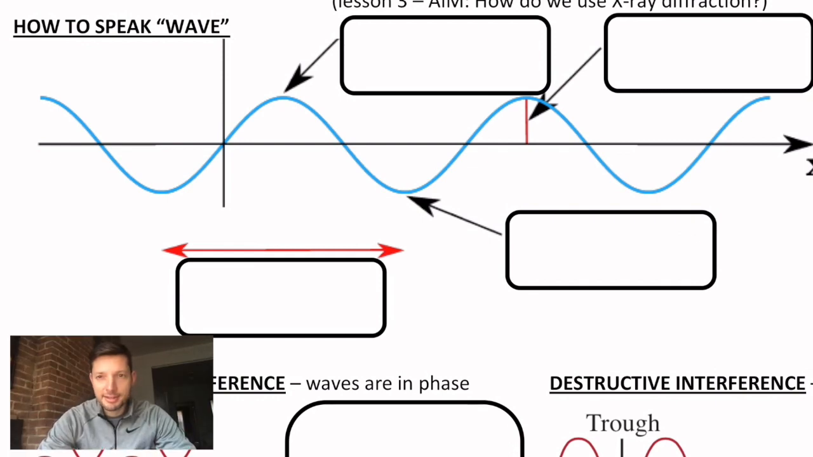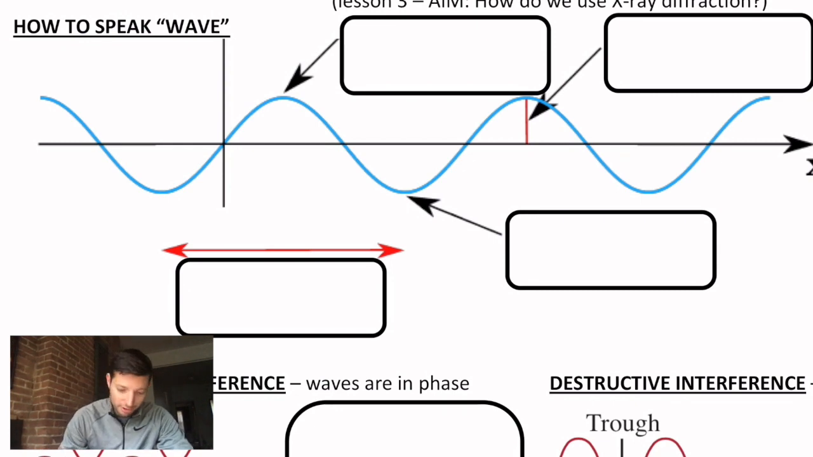Hey there, chemists. In this lesson, we're going to look at how we use X-ray diffraction to determine properties of things based on using crystals and how X-rays interact with crystals. To start off, we need to talk a little bit about how to speak wave. We're going to be talking about wavelengths of X-rays, so I just want to recap a couple of terms that we should all be familiar with.